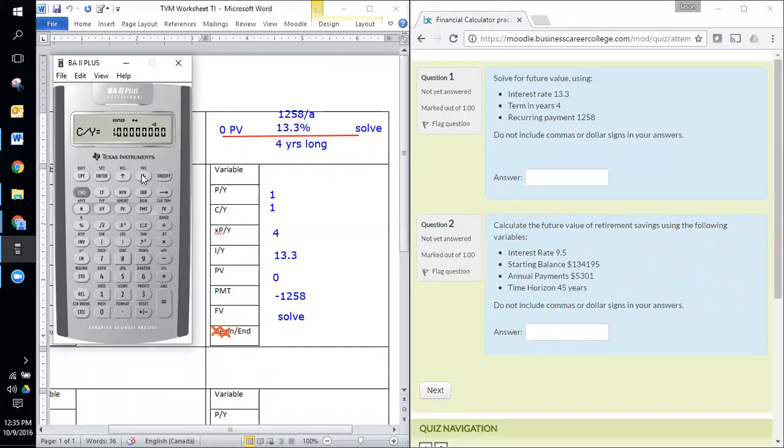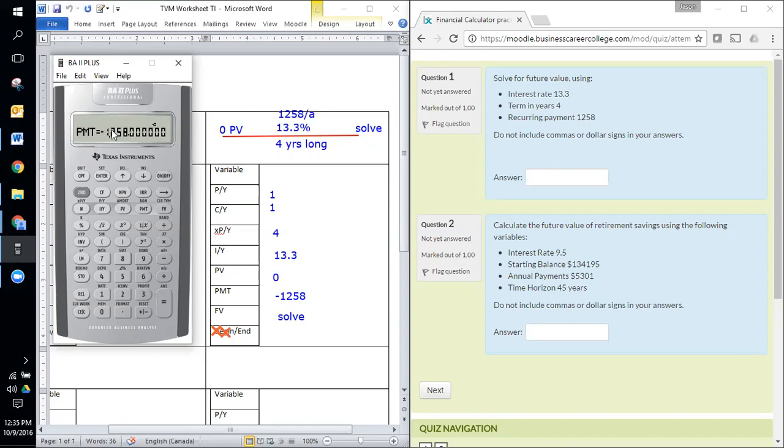PY and CY are both at 1, and then I will just quit out of that menu, and now I can go to my N, so a second function, times PY, and then jump that into the N spot, and then 13.3 is my interest rate, and then I've got no present value, and 1,258 goes into my payment slot, and that's it. So now I've got all the information in there.